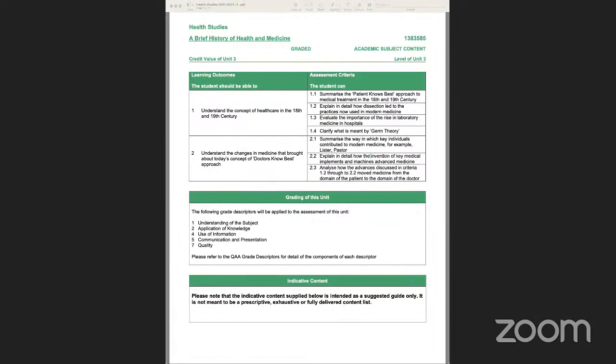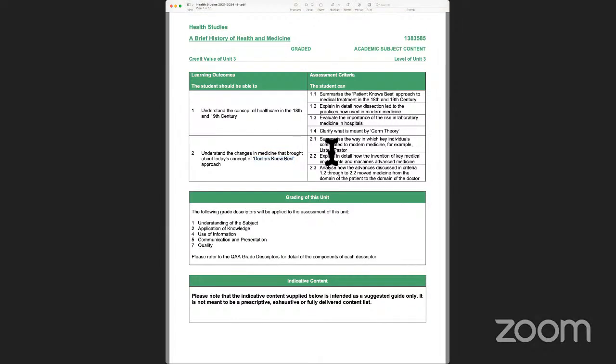Okay, good morning, everyone. Let's make a start now discussing Learning Outcome 2 today, which is related to understanding the changes in medicine that have brought about the concept which is accepted today, which is, doctor knows best. So this particular approach is what we're going to discuss today in most of the learning outcome.